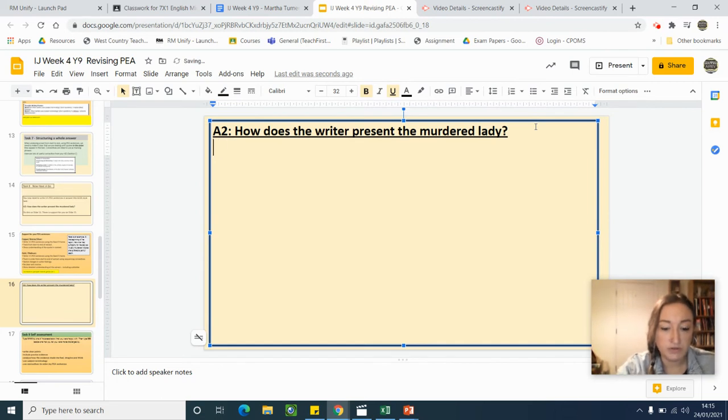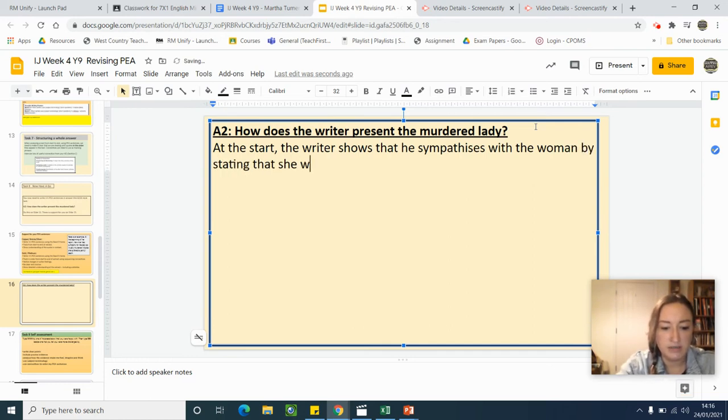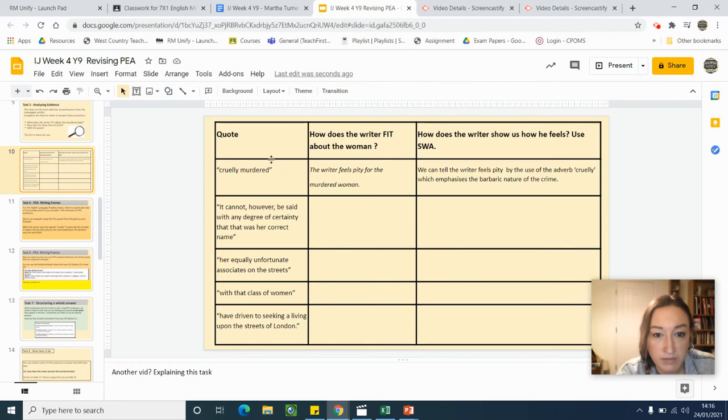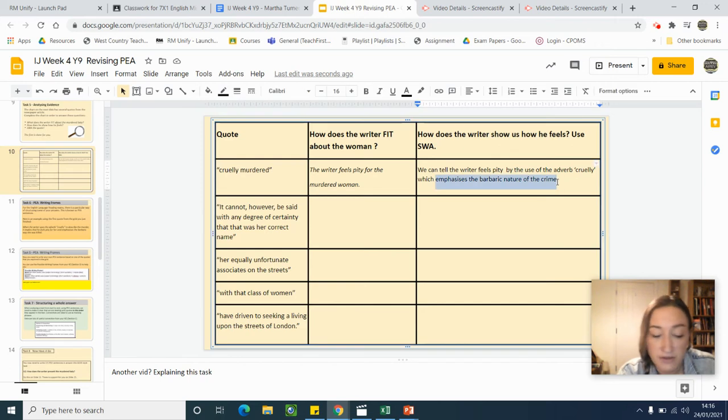Because I'm going to write about this chronologically. So I'm going to go from the start. So at the start, the writer shows that he sympathizes with the woman by stating that she was cruelly, oh, that's not cruelly murdered. Right now, I'm not sure if that's my exact quote, so I'm just going to go back to this grid and check. Okay, cruelly murdered. Yeah, he feels pity for the murdered woman, and it emphasizes the barbaric nature of the crime. So I can actually use those exact words. Okay. And I go back to my answer.